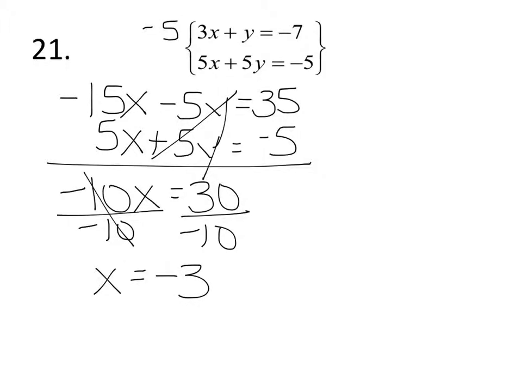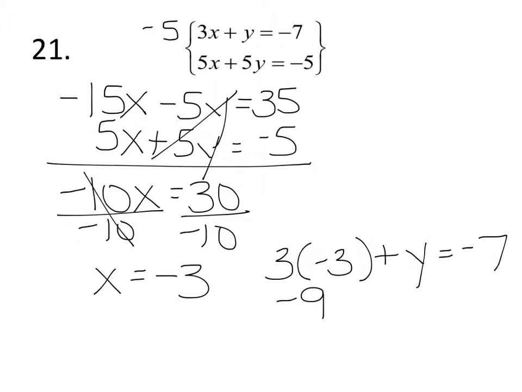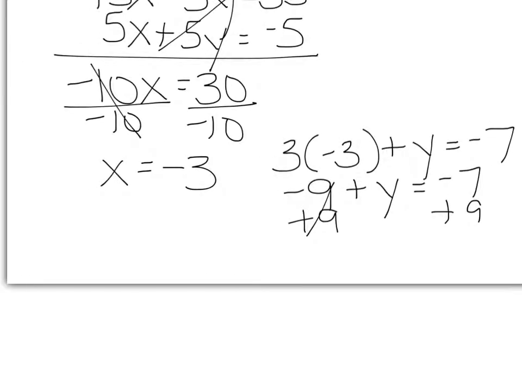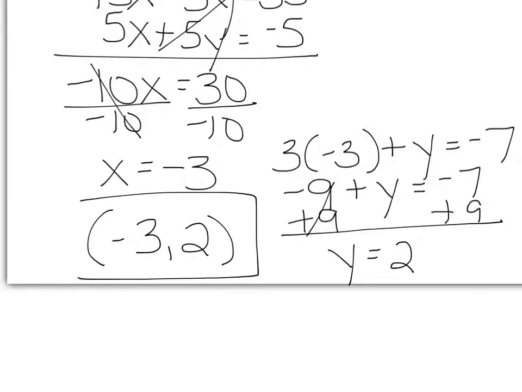Plug back into one of the equations. I'm going to use the top one because it has smaller numbers. So 3 times negative 3 plus y equals negative 7. 3 times negative 3 is negative 9, plus y equals negative 7. Add 9 to both sides, and you get y is equal to 2. So your ordered pair is negative 3, 2.